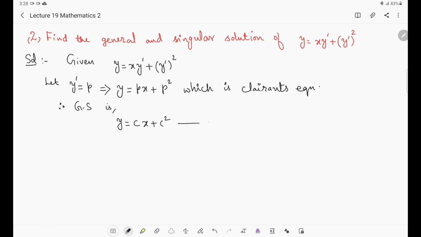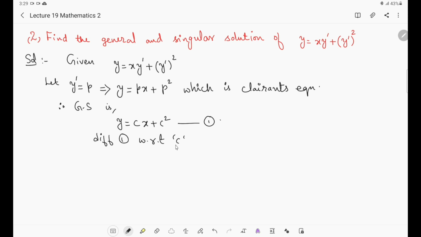This is the general solution of the given Clairaut's equation. Now to get the singular solution, we have to differentiate this with respect to c. So differentiate 1 with respect to c. Why are we differentiating this with respect to c? Because we need the singular solution.